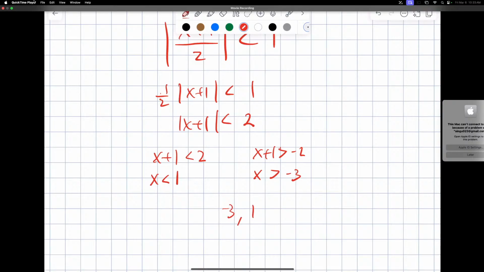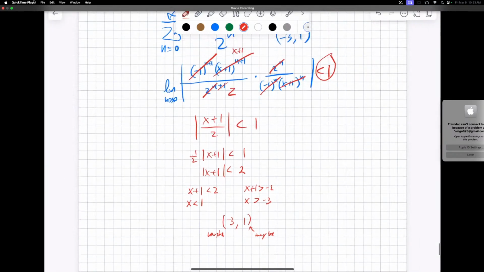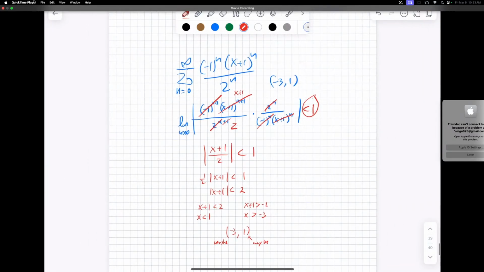We're going to say question mark on the endpoints. We don't know. We know that it's between those two values, so maybe here, maybe or maybe not. So we can plug in the -3. What happens is the summation from n equals 0 to infinity of (-1)^n. What happens if we plug in -3? We'll get (-2)^n over 2^n, right?